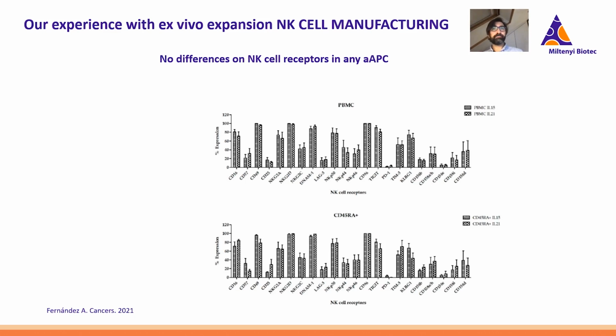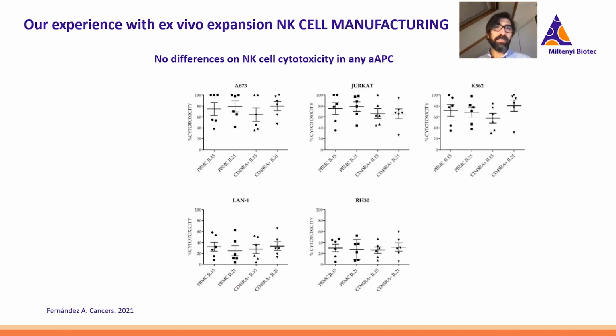Well, we were not able to find a difference between NK cells activated and expanded using different APCs, K562 mbIL-15 or K562 IL-21 APCs. So the receptors are quite similar. Cytotoxicity was also quite similar using as targets A673, an Ewing sarcoma cell line, or a T cell line, Jurkat, or K562, or another cell line.